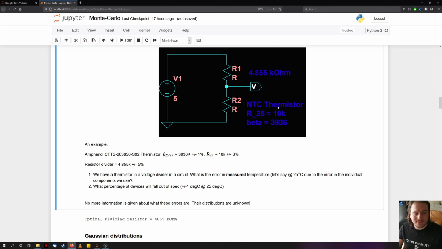So when the NTC, for example, is at 25 degrees, it will have a value of 10 kilo ohm. The value of voltage will then be 5 times 10 divided by, in brackets, 10 plus 4.85. That will be the value of voltage. Because we know this resistance here, we can calculate the other resistance from the voltage measured and then calculate the temperature.